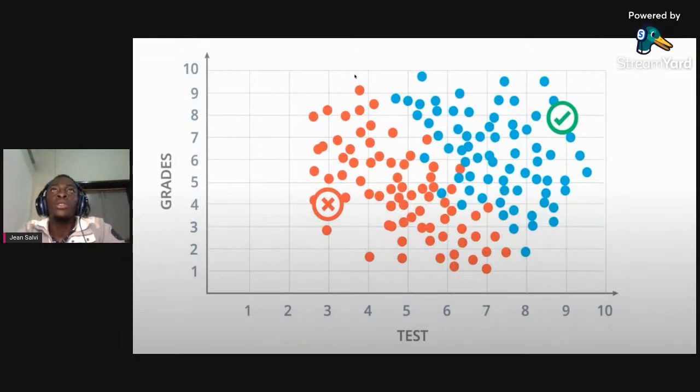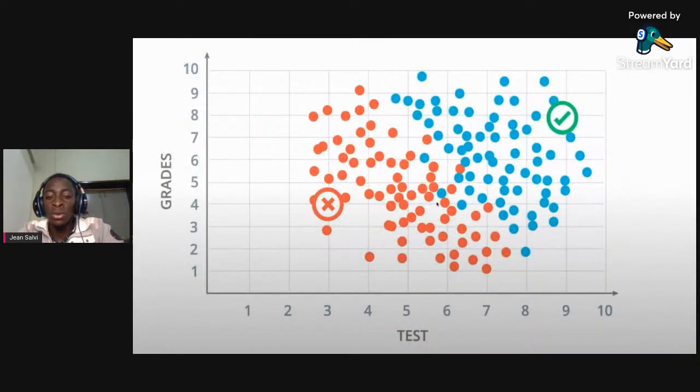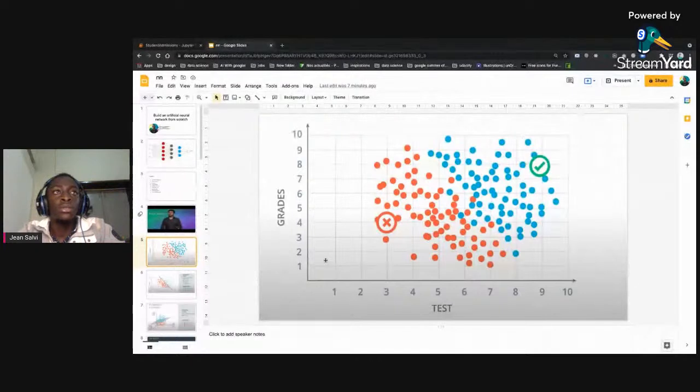So basically what a neural network does is draw a line to separate this data. I don't know if you can see my cursor, but let me try a bit to see.